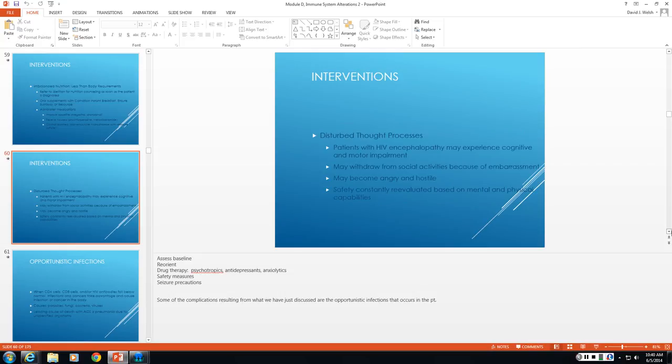So some interventions. Sometimes they're going to have disturbed thought processes. So patients with HIV encephalopathy may experience cognitive and motor impairment. You're going to assess their baseline. You're going to try to reorient them. These patients might withdraw from social activities because of embarrassment. They could become angry or hostile. Safety is consistently going to be reevaluated based on their mental and physical capabilities.